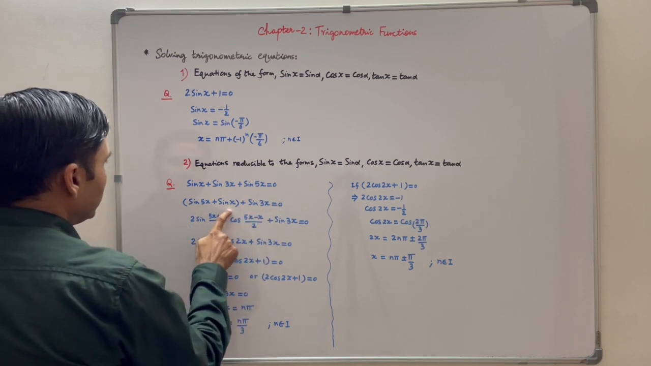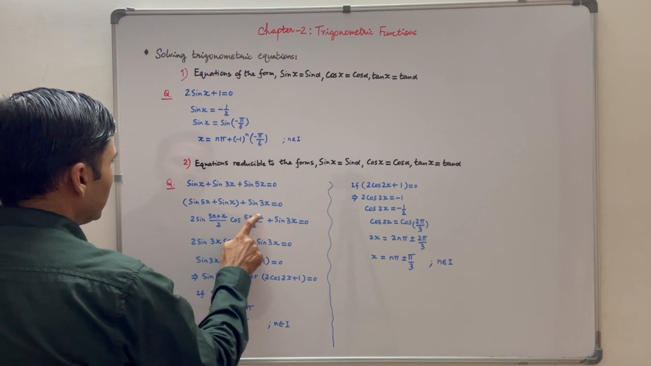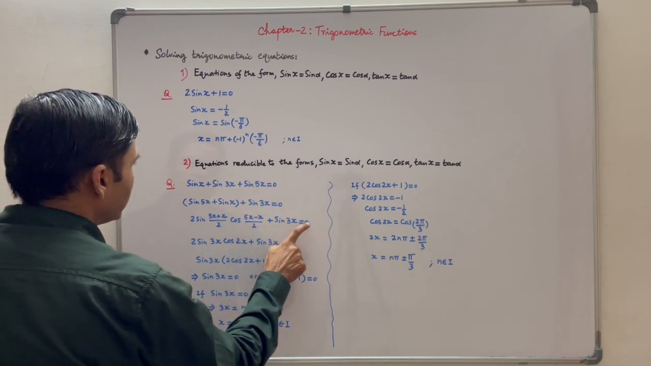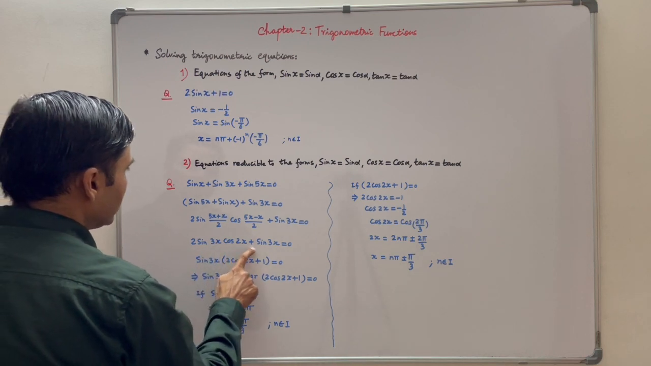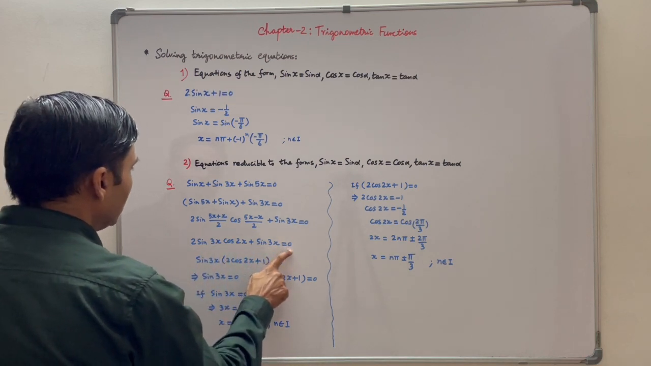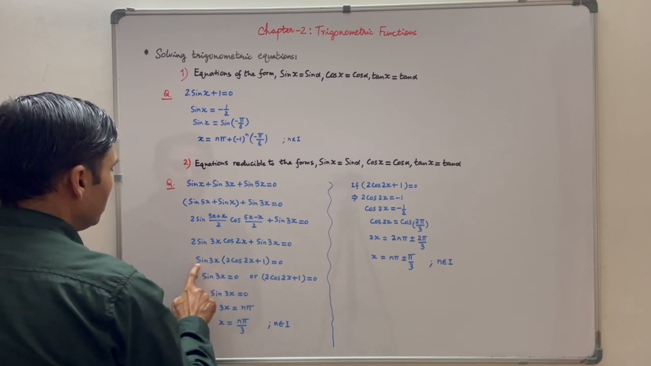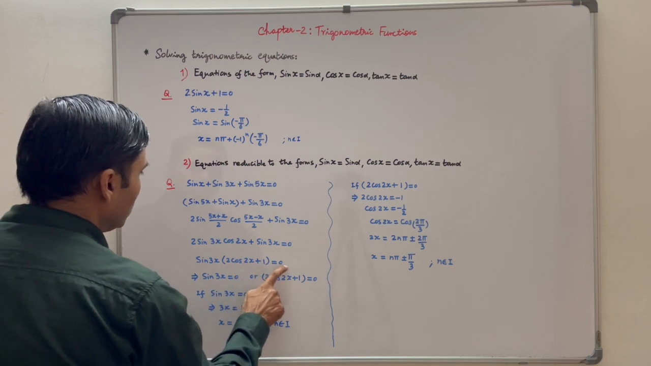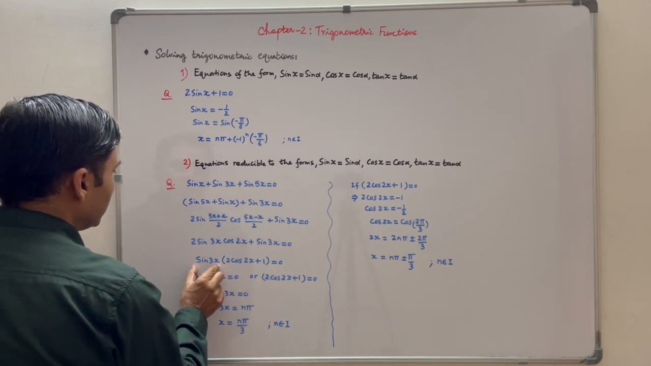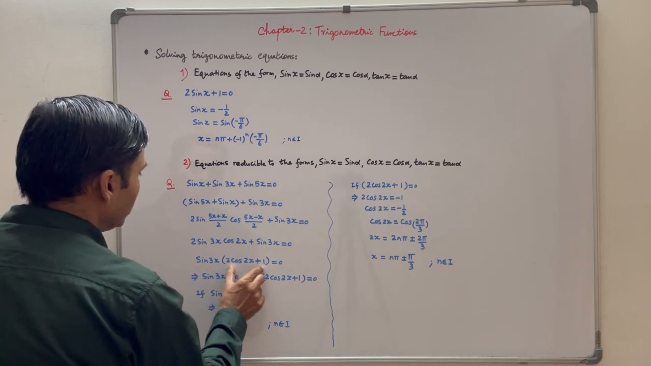Now we can expand this as sin c plus sin d, and that is equal to 2 sin c plus d by 2 cos c minus d by 2, plus sin 3x is equal to 0. This becomes 2 sin 3x cos 2x plus sin 3x is equal to 0. Now we can take sin 3x common in these two terms. So it becomes sin 3x in bracket 2 cos 2x plus 1 is equal to 0. That means either sin 3x is equal to 0 or 2 cos 2x plus 1 is equal to 0.